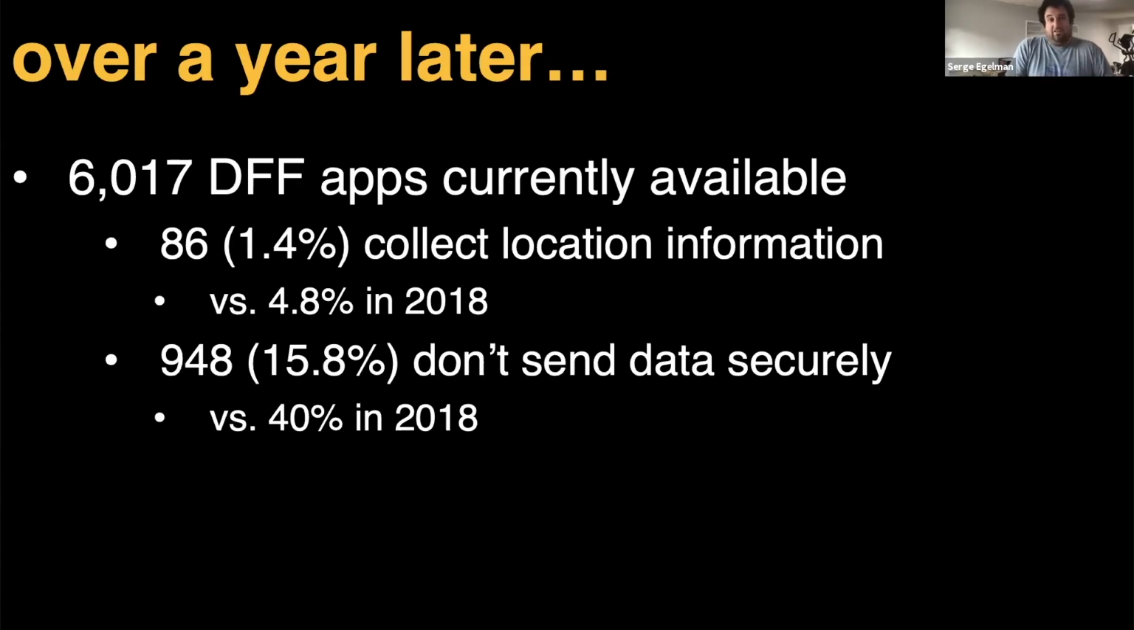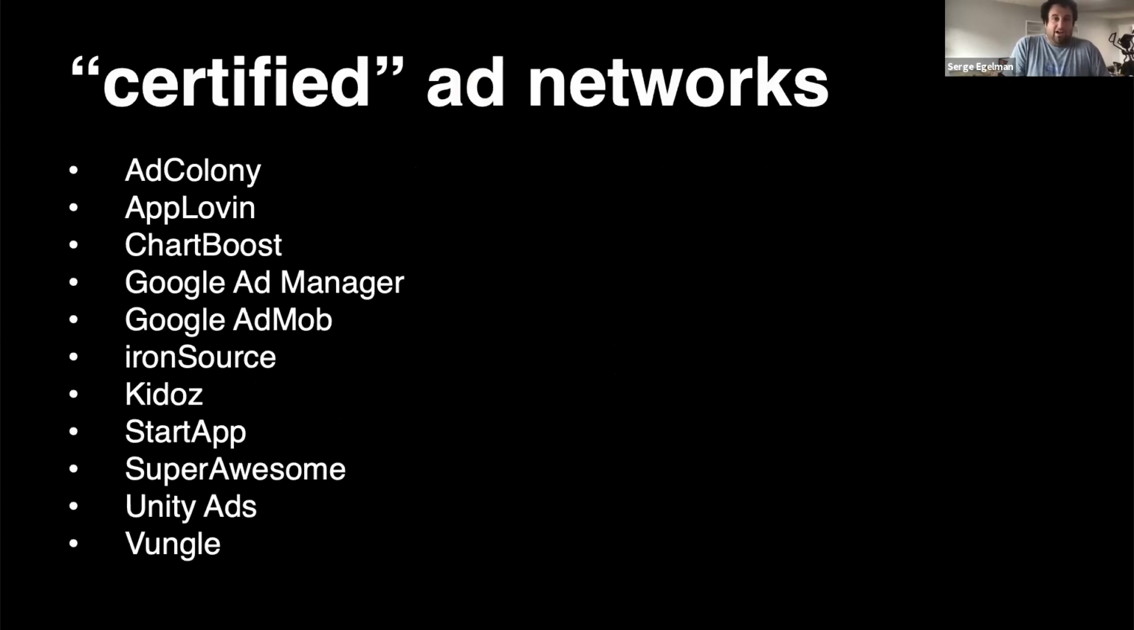And so we looked at this, and over a year later, we re-examined over 6,000 apps that are in the Design for Families program, which is the kids app section of the Play Store. And we found that things have improved. For instance, the number of apps that collect location information was previously almost 5%. It's now close to about 1.5%. And the apps that aren't using TLS, it was 40% in 2018, whereas it's about 16% now. So things have improved, but they're still not great.